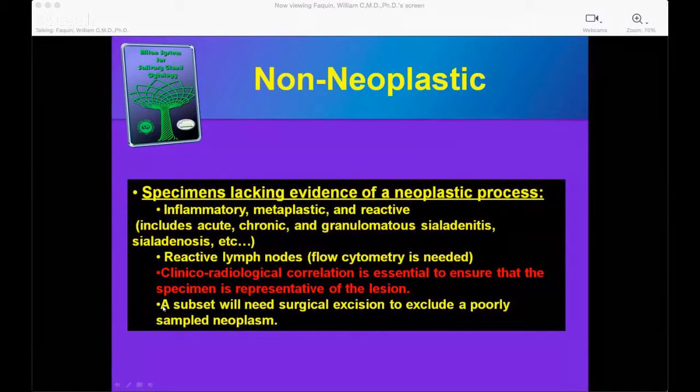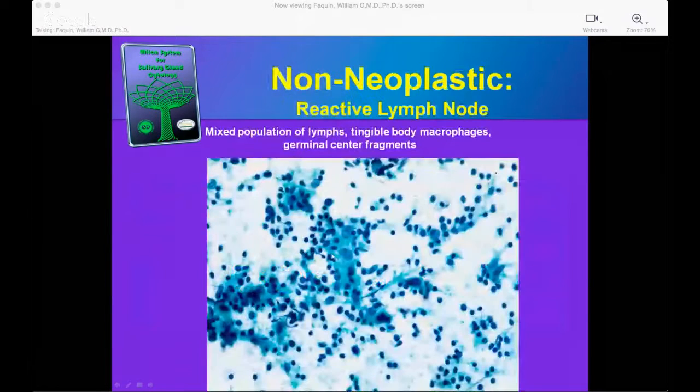And as I mentioned earlier, a subset of these non-neoplastic lesions may eventually need to be surgically excised to exclude a poorly sampled neoplasm, especially if there are clinical or radiologic indications that there may be something else going on besides one of these inflammatory processes or just a reactive lymph node. So a common example in the non-neoplastic category, especially when you're dealing with a salivary gland nodule of the parotid, would be a reactive lymph node.